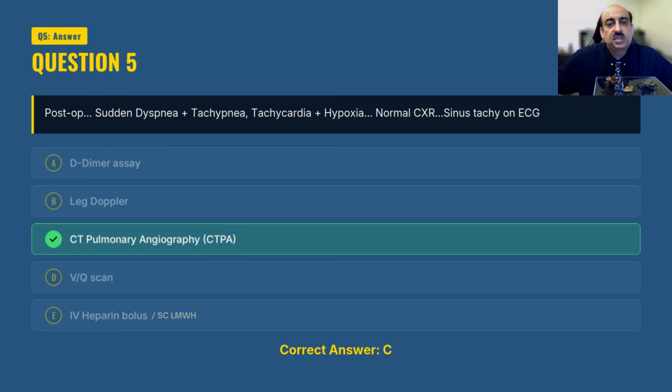So in a patient who is post-operative, develops sudden onset of dyspnea with tachypnea, tachycardia, and hypoxia, and has a normal chest X-ray, the most likely diagnosis obviously here is acute pulmonary embolism. So what is the correct next investigation or the next step? That will be CT pulmonary angiogram. We'll come to the discussion shortly.